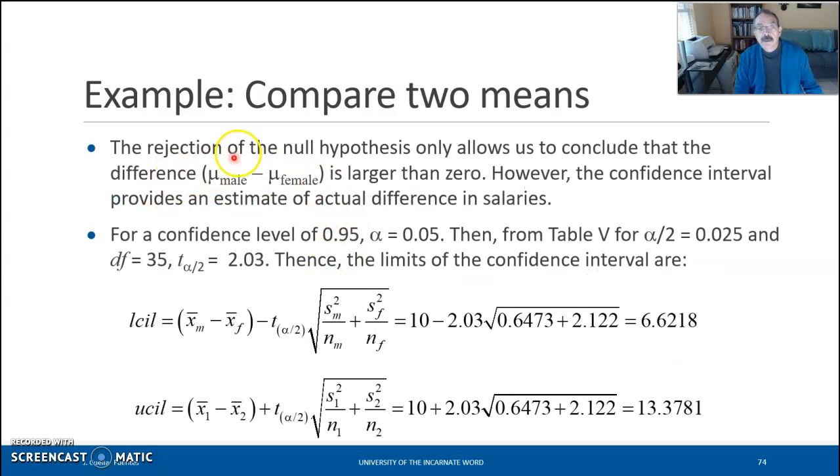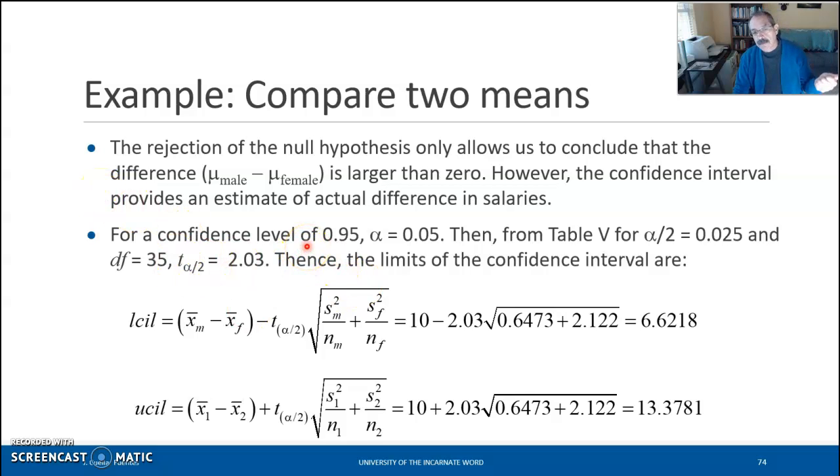But again, you may be more interested in estimating the actual difference in salaries. The hypothesis test does not tell us how big that difference is. It simply says the mean of the salary for males is larger than the mean of the salary for females. So we need to go and calculate the confidence interval to determine the magnitude of that difference.